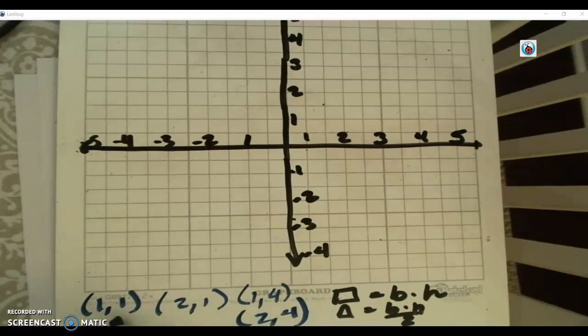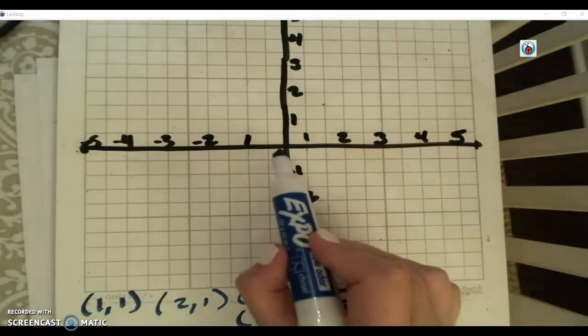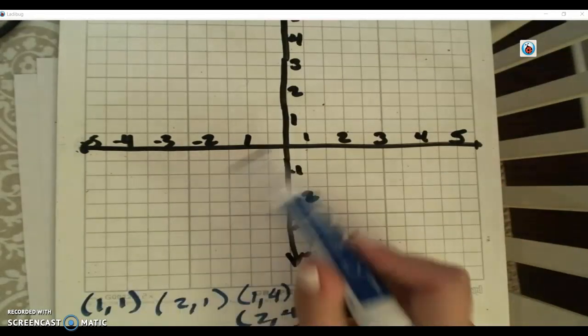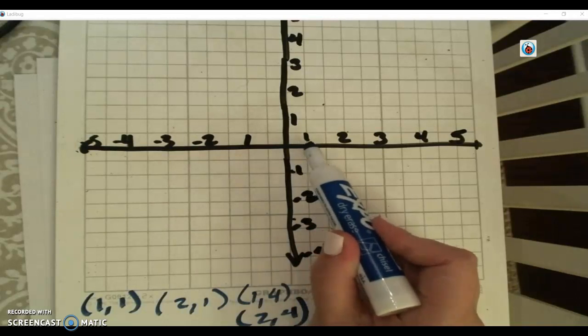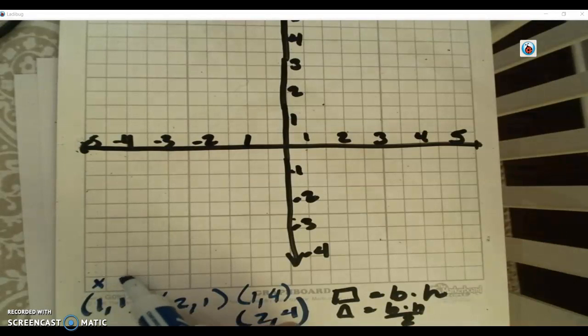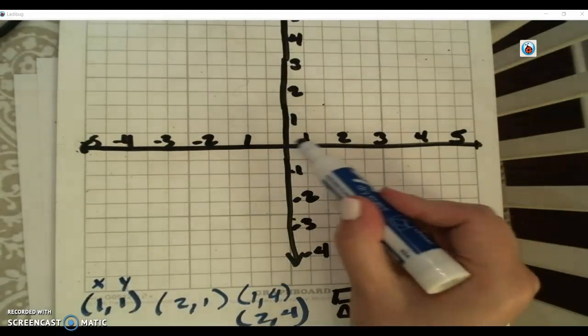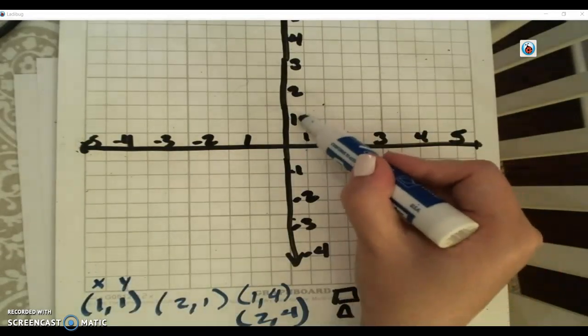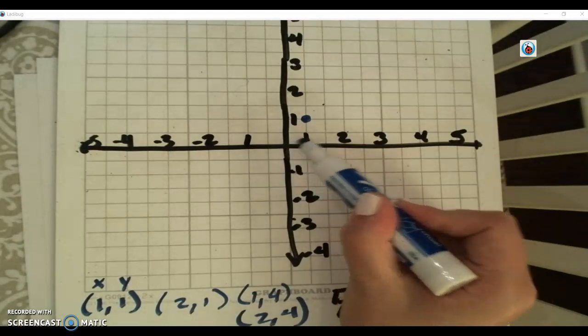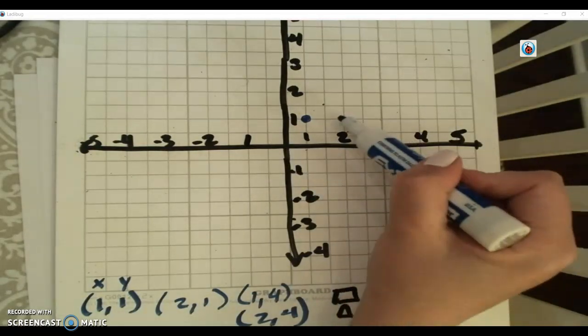So the first one is 1, 1. So I'm always going to put my pen at 0, 0. Since it's a positive 1, I'm going to go over to the first x, which is 1, right? Because remember, this is x and this is y. So I'm going to go over to 1 and then up to 1. And I'm going to put my point. Then I'm going to do 2, 1. So I'm going to go back to 0, go over to positive 2, and then up to 1.